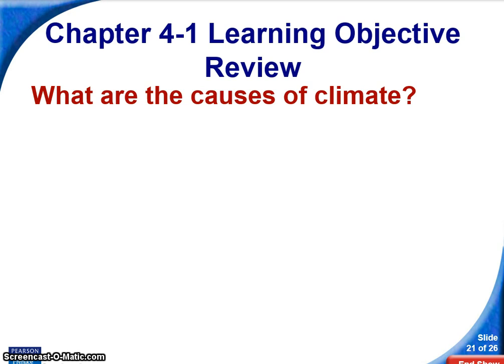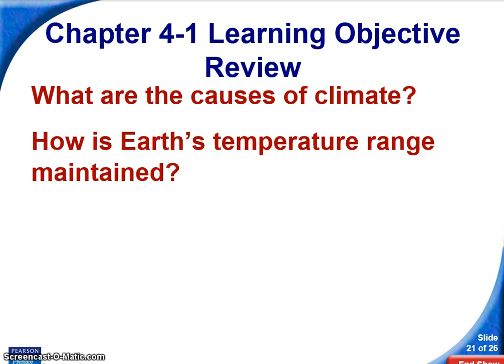The next question is, how is Earth's temperature range maintained? It's the atmospheric gases that trap the heat energy of sunlight and maintain the temperature range. So the carbon dioxide, the methane, and the water vapor are all part of that greenhouse effect. This is how the temperature range is maintained, by those atmospheric gases trapping that heat in the atmosphere.